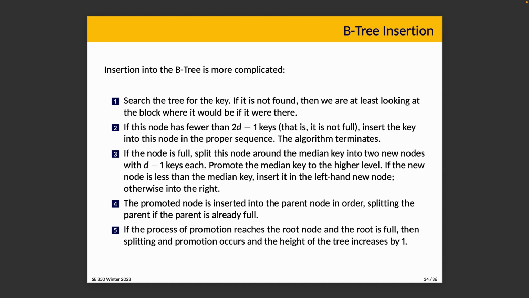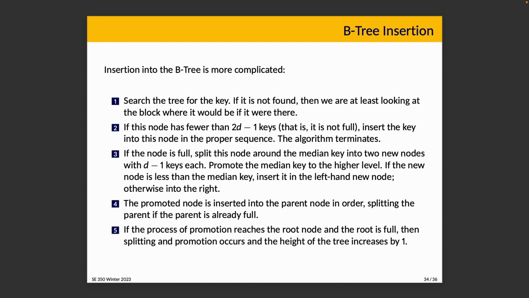If we're going to do this, we search the tree for the key, and if it's not found, then we at least end up looking for the block where it would be if it were there, right? If we find a specific number, it's already in there, so inserting doesn't make sense. But even if we don't find it, the process of searching takes us to the location where, hypothetically, it would be in the tree. So that saves us from having to do the search and the insert a second time.